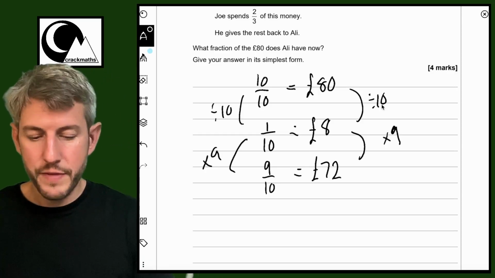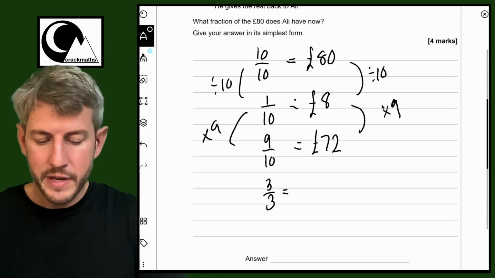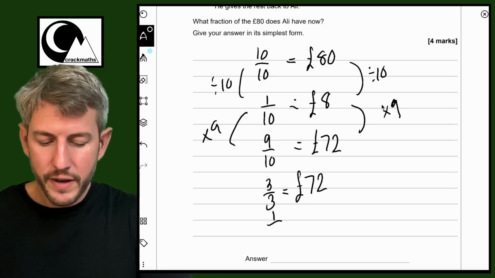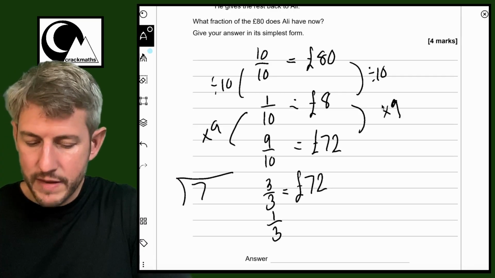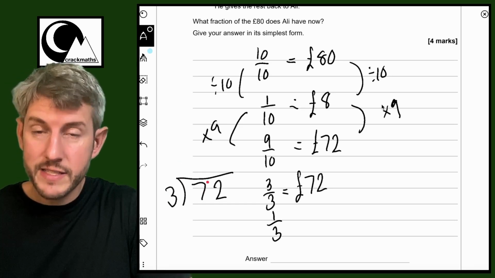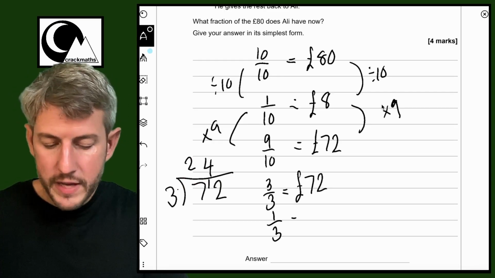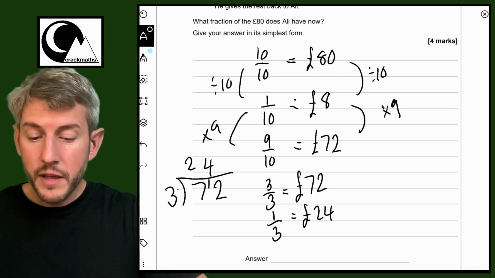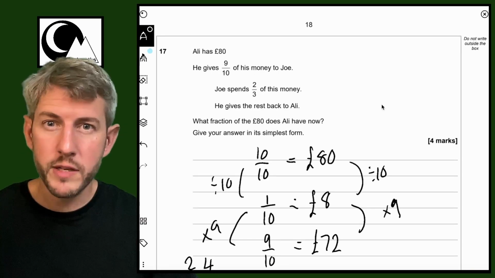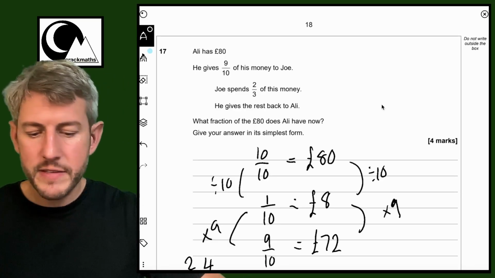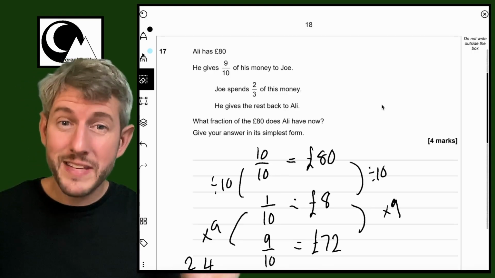Joe spends 2/3 of this. So we're now looking at thirds. So we know that 3/3 of the money is the whole amount. So 3/3 is 72. We can then find out 1/3 by doing 72 divided by 3. So I'll just do that over here. 72 divided by 3. 3 into 7 goes twice with a remainder of 1. 3 into 12 goes 4 times. 1/3 is £24. Okay, so actually, that's the amount he's going to give back. If he spends 2/3, he's left with 1/3, and that's what he gives back to Ali. So he gives back to Ali the £24, but Ali still has 1/10 of his money.